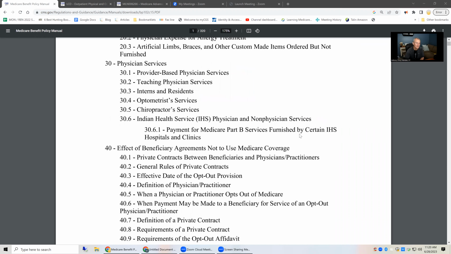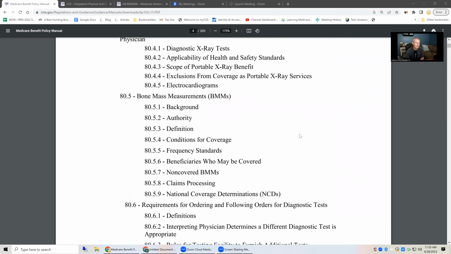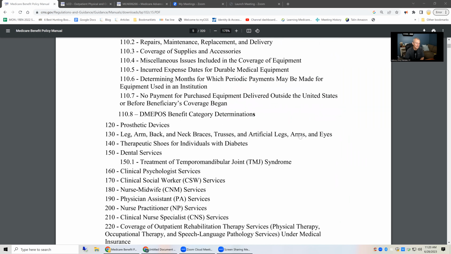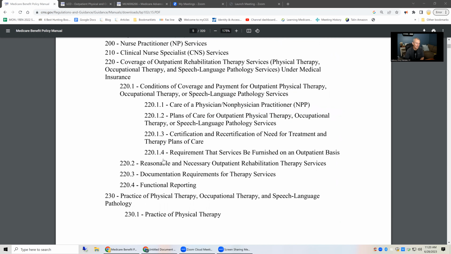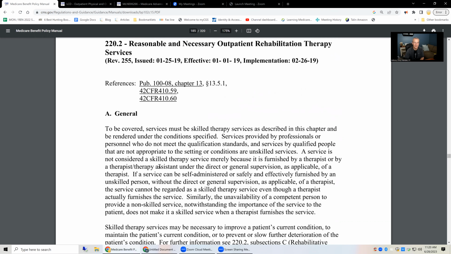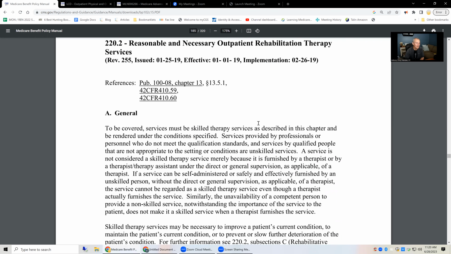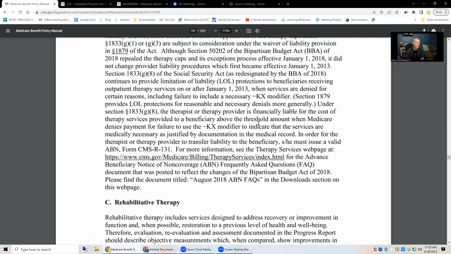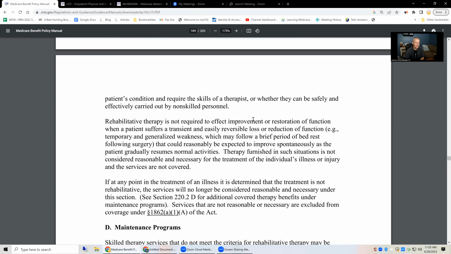You're going to scroll down to Section 220. You're going to scroll down to the coverage guidelines. And we're going to look at Section 220.2, reasonable and necessary outpatient therapy. We're going to scroll down specifically to the section about maintenance. I'm going to tell you, maintenance has always been covered.